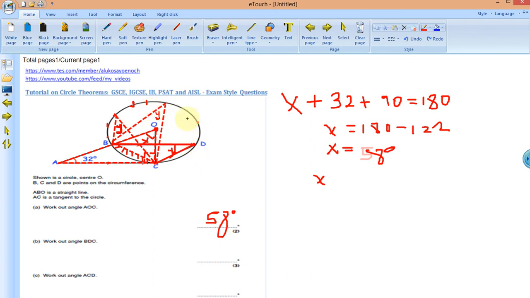And the angle subtended at the circumference is half the angle at the center. X is the center here, so my y is x over 2, that is 58 over 2. 58 divided by 2 is 29 degrees. So this is 29 degrees. So the implication is that angle BDC is 29.